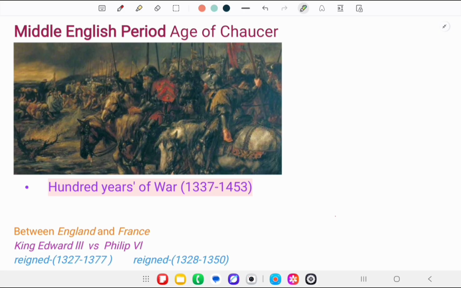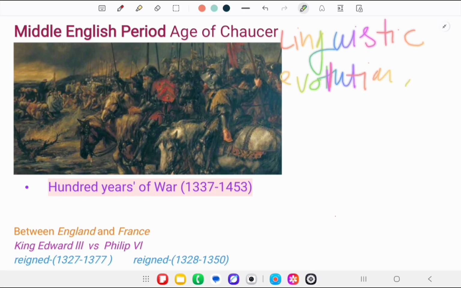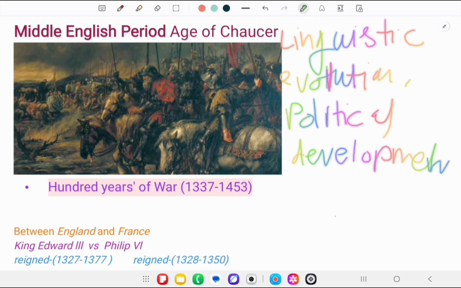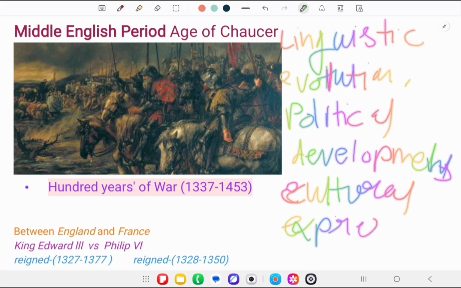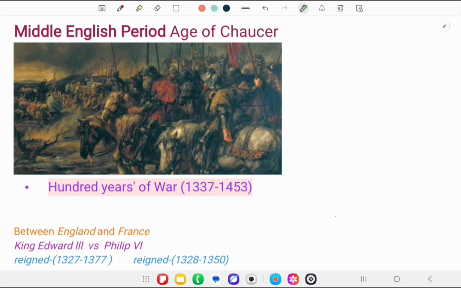Linguistic evolution, political development, and cultural expression over the years had started ripping off the indigenous identity of the Anglo-Saxons.